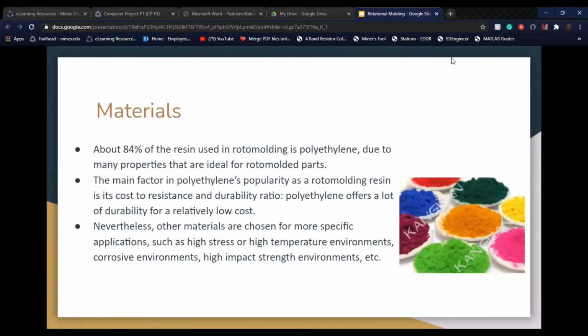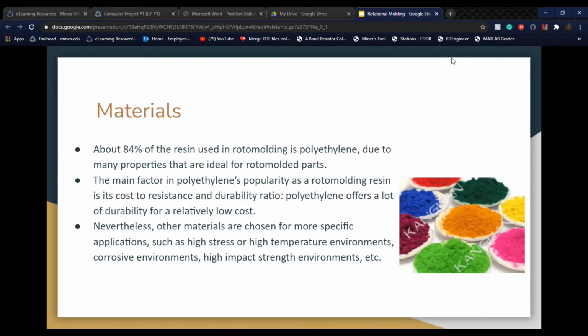After having discussed the process of making rotomolded parts, we will now discuss the types of materials often used for rotomolding. As you can see, about 84% of rotomolded parts are made using polyethylene resin, due to the many properties of polyethylene that make it ideal for rotomolding. The main factor driving polyethylene's popularity is its excellent cost to resistance and durability ratio. Polyethylene offers a lot of durability, strength, and resistance for a relatively low cost.